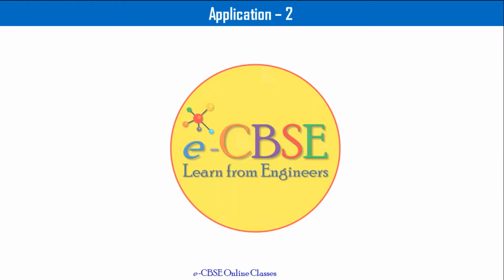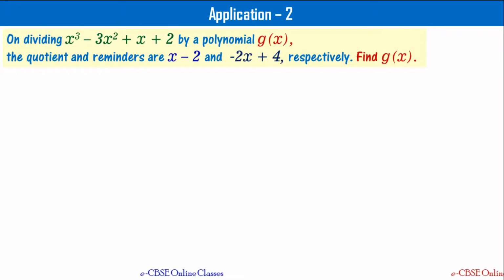Now let's take a look at another application problem. On dividing x cube minus 3x square plus x plus 2 by a polynomial, that is g of x, the coefficient and remainder are x minus 2 and minus 2x plus 4 respectively. And then we are asked to find g of x.